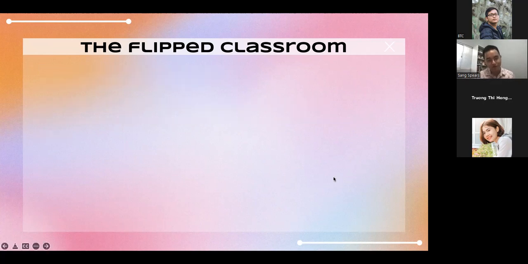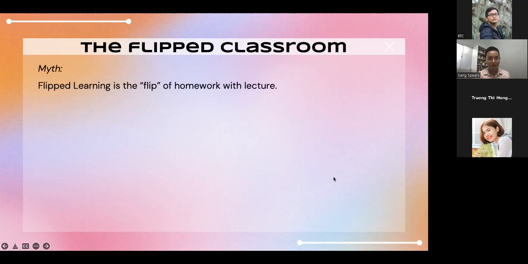but we will talk about that later. Okay, so the myth right here is that some people believe that flipped learning is the flip of homework with lecture. You give students the homework to do in the class and the lecture at home. So it means that you will move your lecture part out of class, and then when they are in class, you let them do comprehension exercises, something like that. So what is the fact?